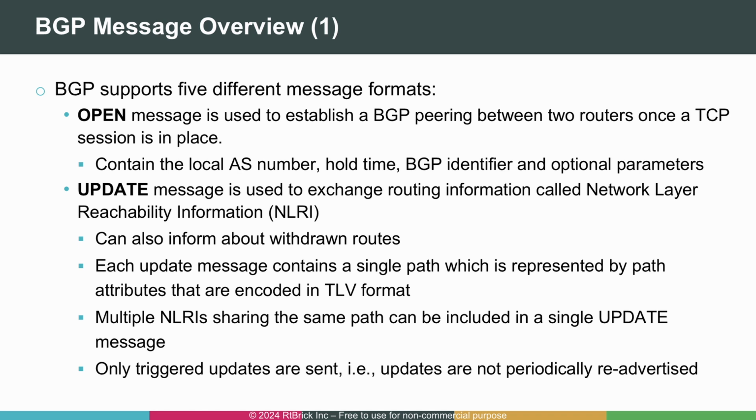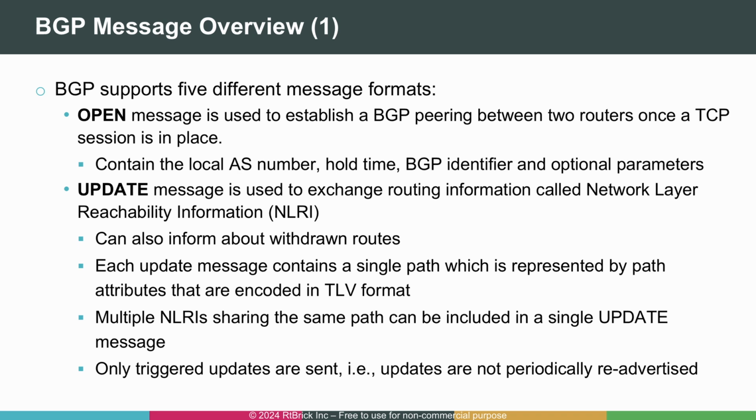The open message is the first message sent by a BGP speaker to initiate a BGP peering. The open message contains the BGP version number, which is set to 4, the AS number of the local router, and the hold time, which defines the maximum time between successive BGP messages. If the locally configured hold time and the one received in an open message differ, the lower value will be used. A value of 0 indicates that no keep-alive messages are sent.